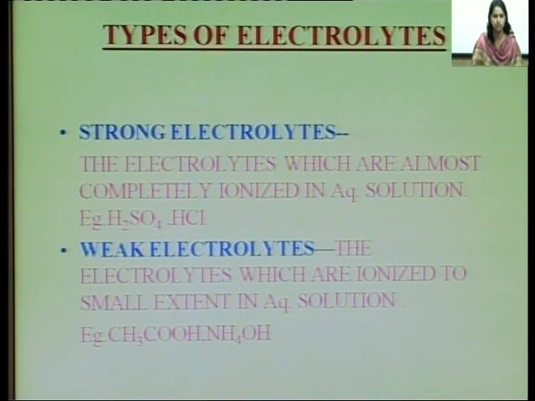What are weak electrolytes? The electrolytes which are ionized to a small extent, for example, acetic acid and ammonium hydroxide. So, one point which I am going to discuss here is that equilibrium is always attained in the weak electrolytes which are partially ionized or which are ionized to a small extent. So, equilibrium can be attained only in case of weak electrolytes.